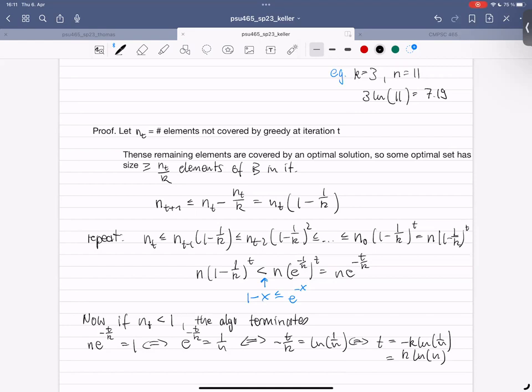So this tells us when this algorithm will terminate, because nothing is left uncovered. It will terminate after k times ln n, or at most k times ln n iterations. And in each iteration, we have added one set. So in the end, we will have k times ln n, or at most k times ln n, many sets in the greedy solution. And with that, we have a logarithmic factor more sets in our greedy solution compared to the optimal solution, which was k.